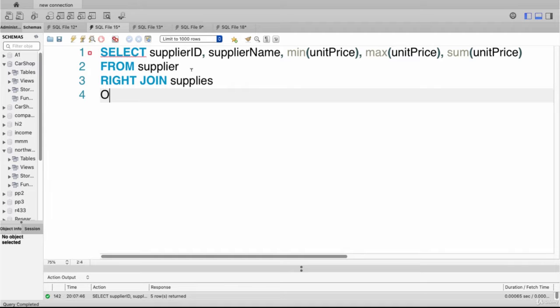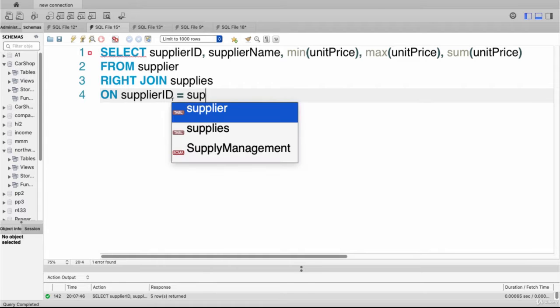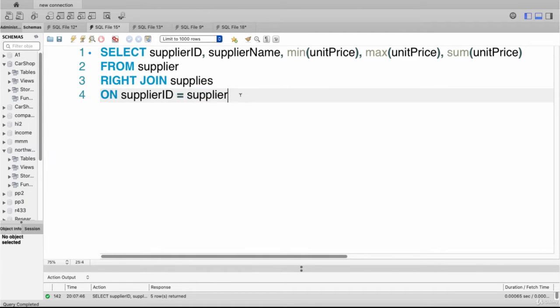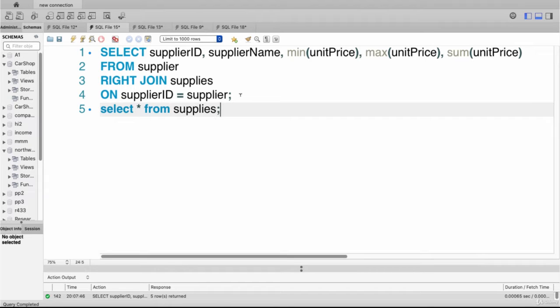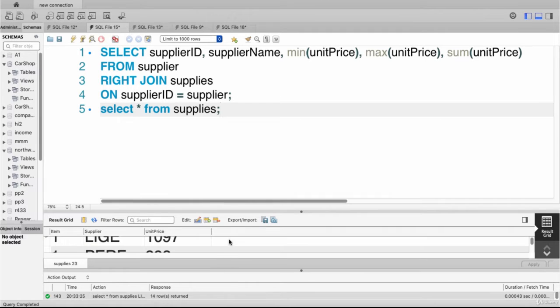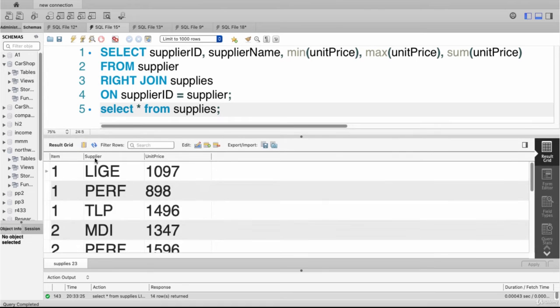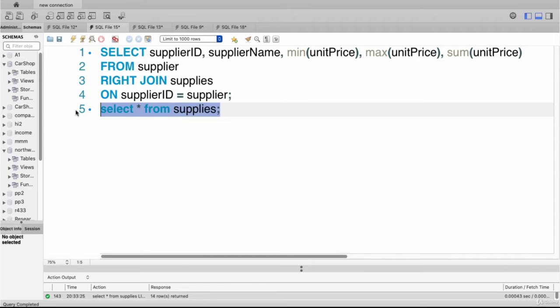On the ground that this is equals to supply. This supplier is what we have. Let me do select this from. Okay, if I run this last one, you see that what? This supply is the ID that is equal to this one in supplier. This is supply. So we're going to do it like this.